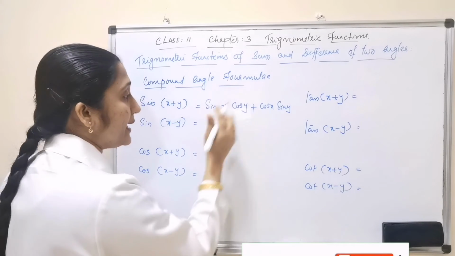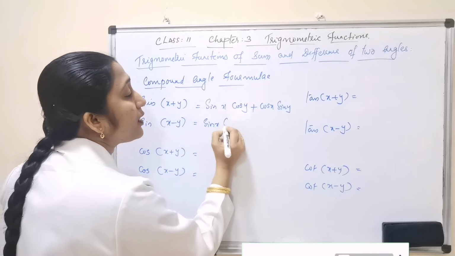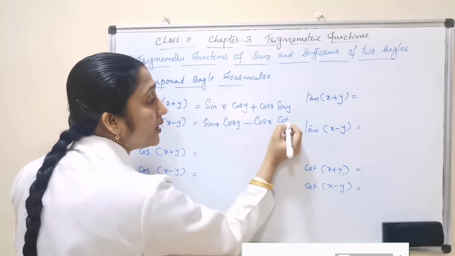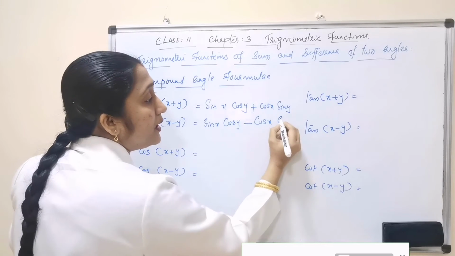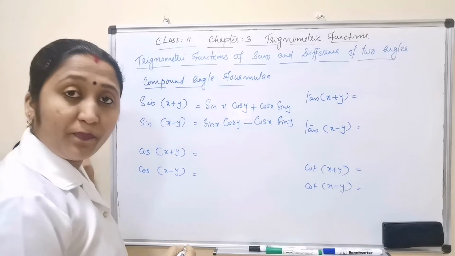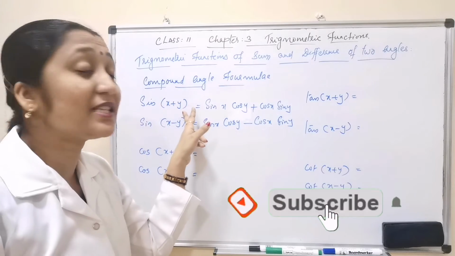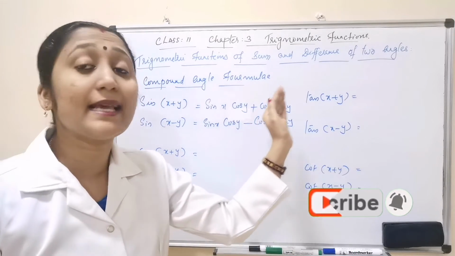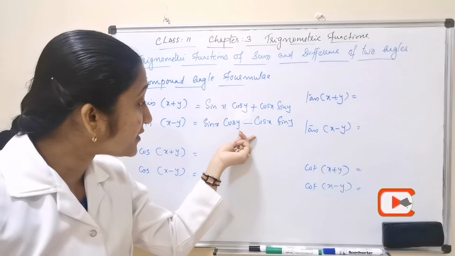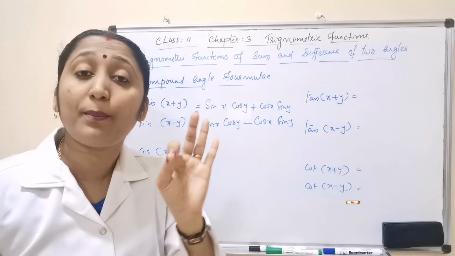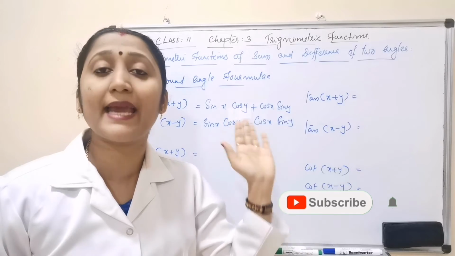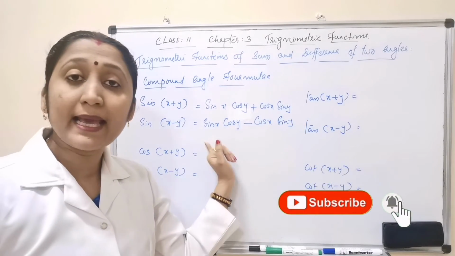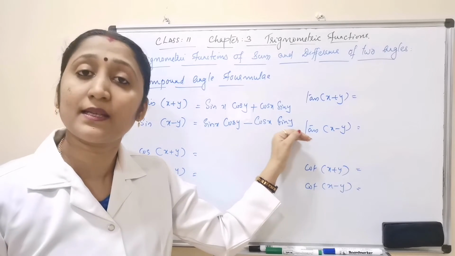It is here minus. So sin x cos y minus cos x sin y. Okay. So in the case of x plus y, it means sin x cos y plus cos x sin y, and the minus means there is a slight difference only, plus and minus. Plus means plus, sin cos cos sin, and here minus: sin x cos y minus cos x sin y.